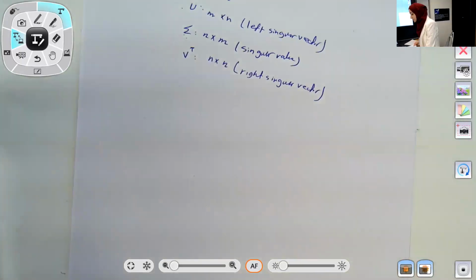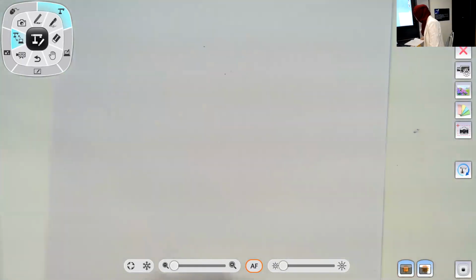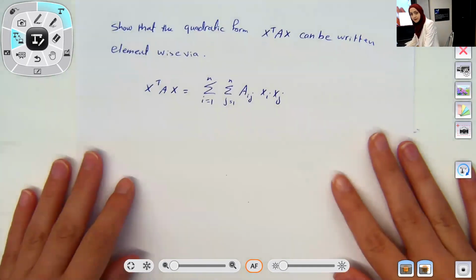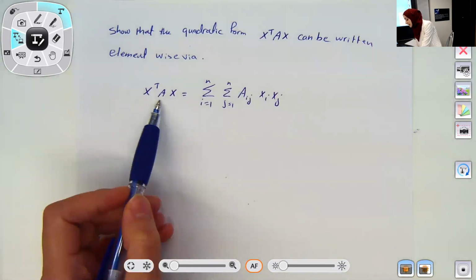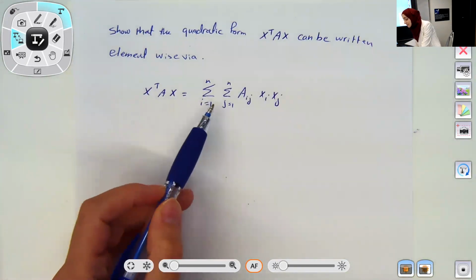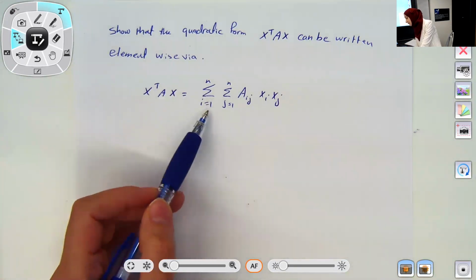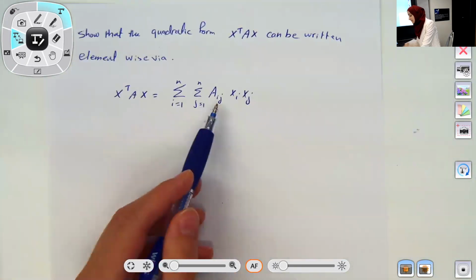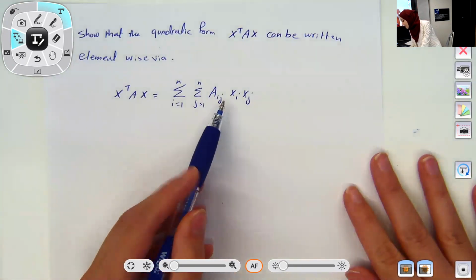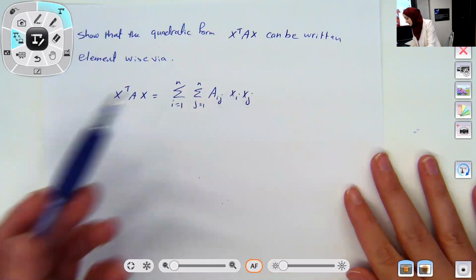Now let's move to some different questions. Here they ask, show that the quadratic form x transpose A x can be written as a summation from i equal 1 to n, from j equal 1 to n, of A_ij times x_i times x_j.